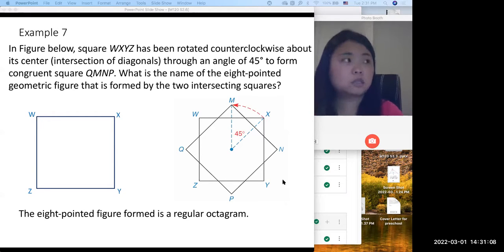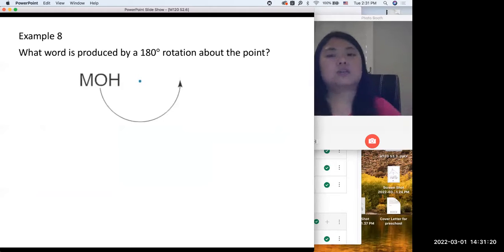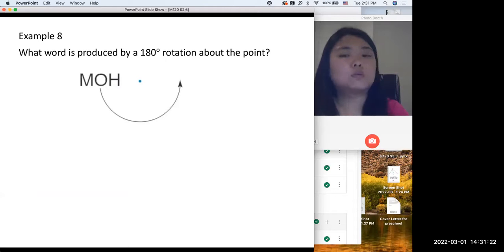Okay, next example. I want you guys to try to rotate this word 180 degrees. Look at it this way and then rotate it 180 degrees. What is it going to be equal to?